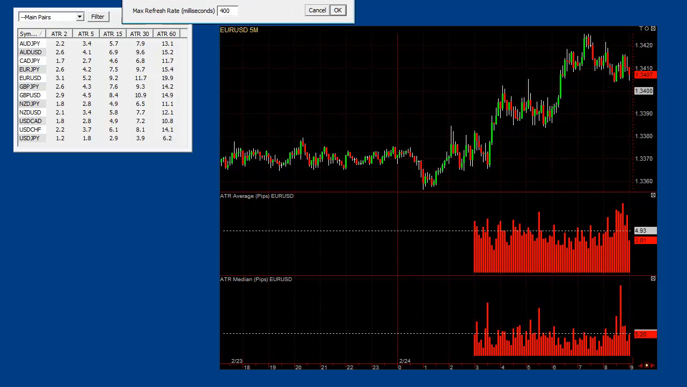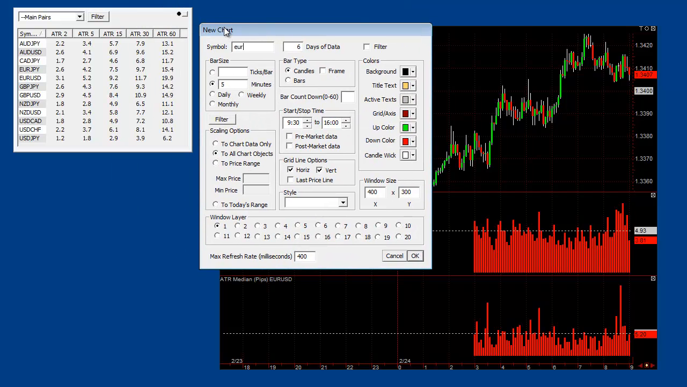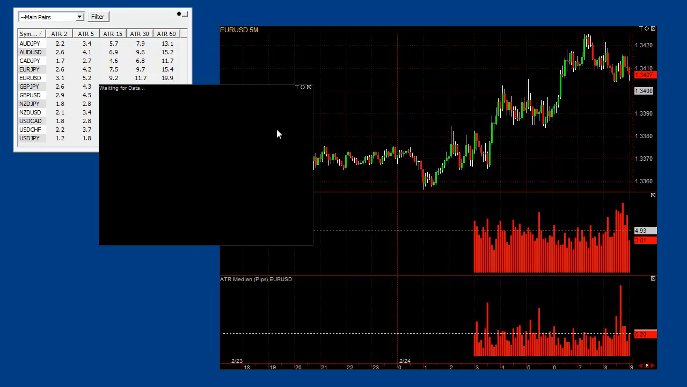So let me bring up a Euro-dollar chart, EUR USD, and let's say we'll use a 5R chart. R stands for range. If you wanted 7 pips per bar, you would put 7R there. And you don't need 6 days back. It's going to have to download tick data to create this. And then you click OK.